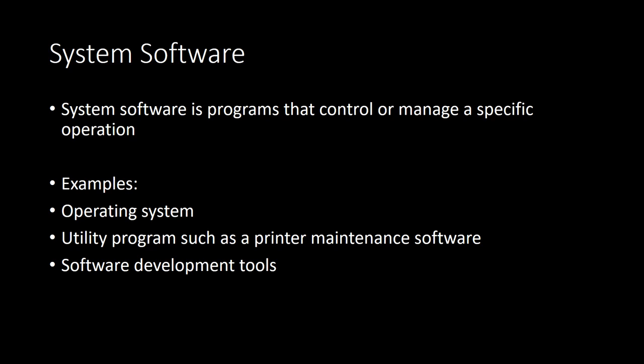Some people may not realize that it's there, but sometimes we need to use it to clean the ink, run the maintenance program on an inkjet printer, for example, and clean up all the ink on the nozzles. Software development tools are another example of system software. Those types of tools are used to write programs, which is what we're going to be doing one of these days.